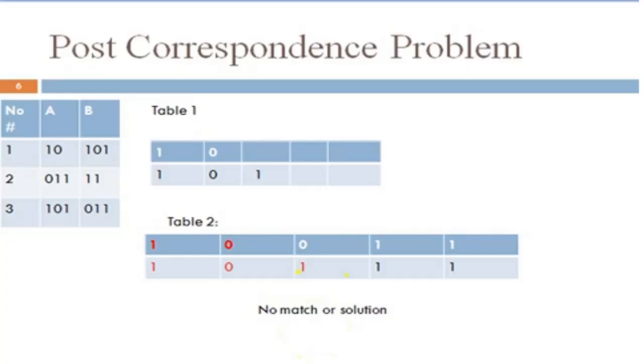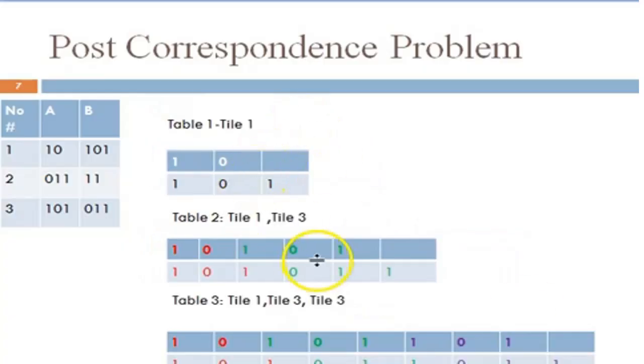So our obvious choice would be what is left. The obvious choice that is left is placing tile 3 after tile 1. When we do that, we get an extra 1 at the bottom sequence. To match that, we can consider tile 3 again. When we do that, we get another 1 which is extra at the bottom. This clearly shows that there is no match or solution for this problem.